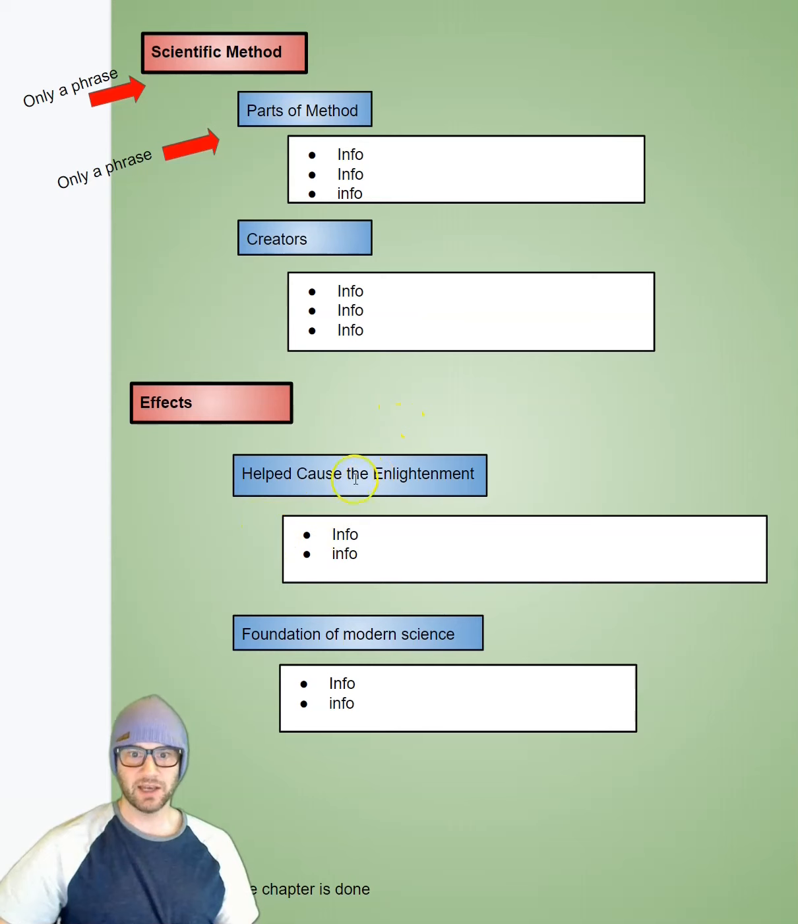Typically, lists get really, really easy because if you're going for the effects of the scientific revolution and there are 3 effects, then you have 1, 2, 3 subheadings. And after each one, you put the information.